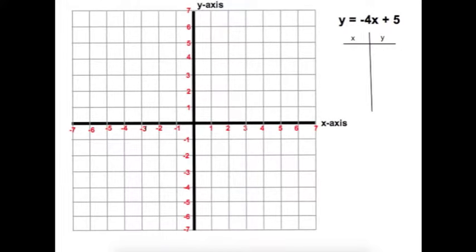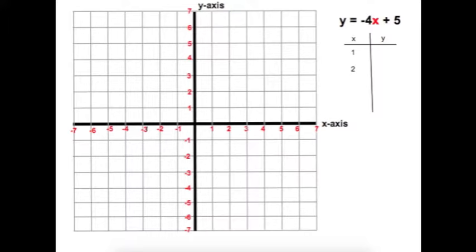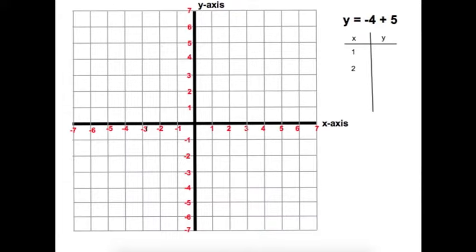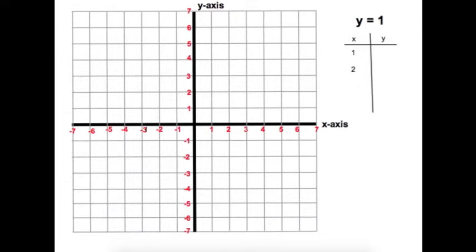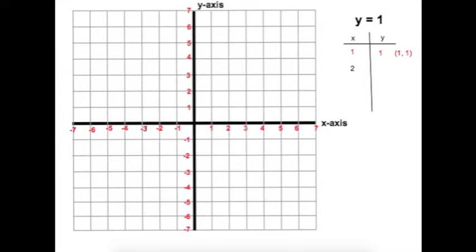Let's try another example. Let's graph y equals negative 4x plus 5 using a table. As already demonstrated, we can choose any x value. We will choose 1 and 2. Let's start by plugging 1 in for x in our equation. Negative 4 times 1 is negative 4, and negative 4 plus 5 is 1, so y equals 1. So when x is 1, y would also be 1. The ordered pair would be (1, 1).